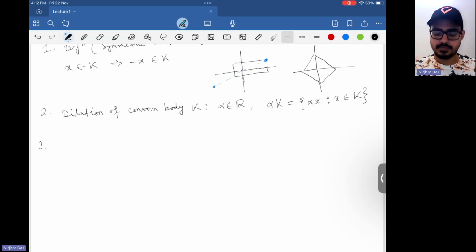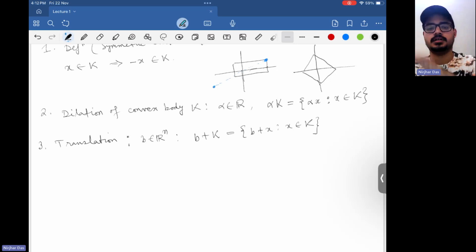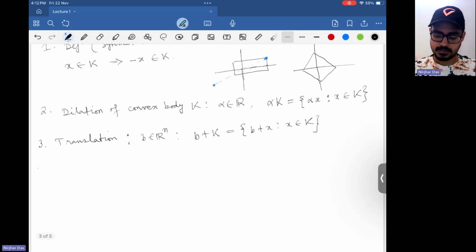Right. Then we have translation of a convex body. So translation basically means that for every point in that convex body, you give it a fixed amount of offset. So again, take a vector b in Rn, then define translation as b plus K equals b plus x for all x belonging to K. So if you have a ball here, you're just shifting it in some direction and length given by this vector b. Right. Next we have linear transformation.